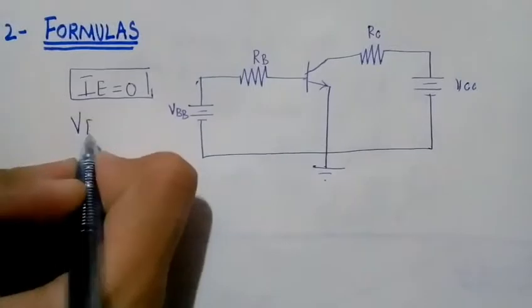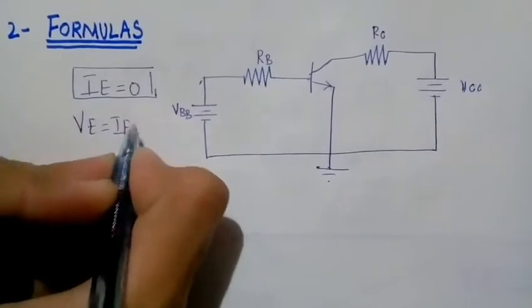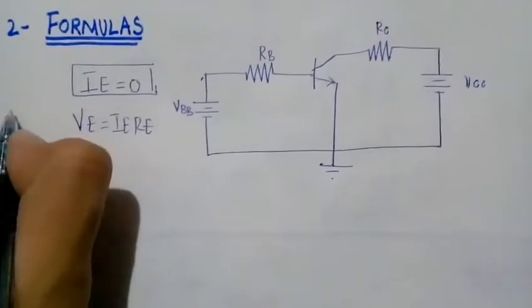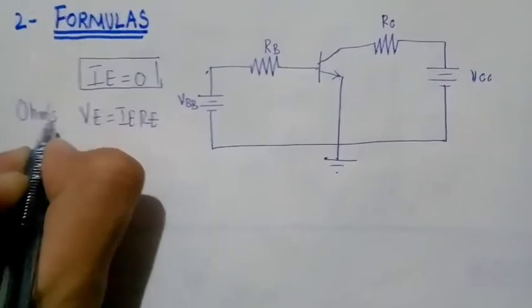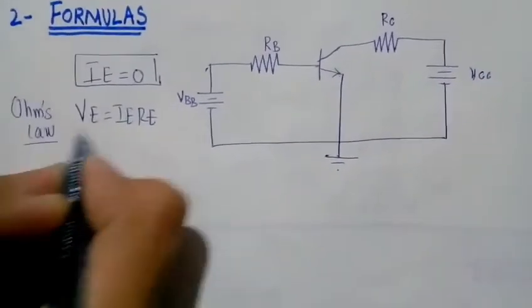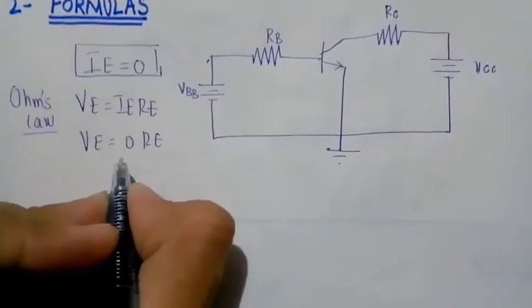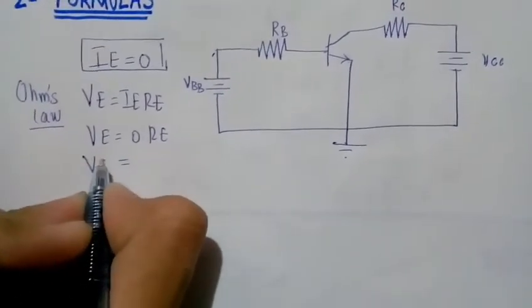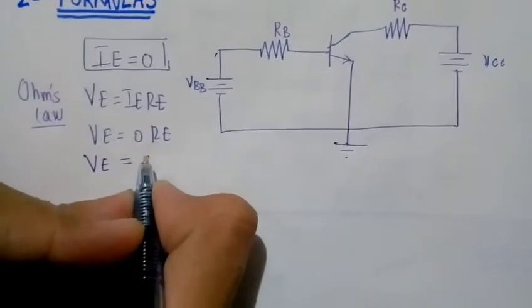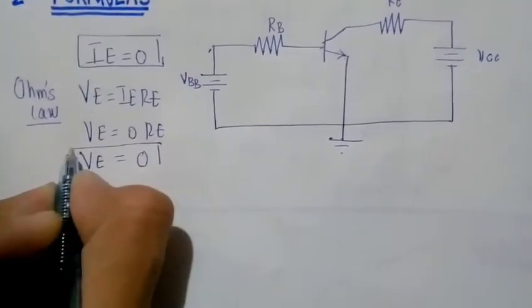Therefore VE will be equal to IE into RE from Ohm's law. From Ohm's law we will take this, and VE will be equal to 0 into RE. So our emitter voltage will be equal to 0.